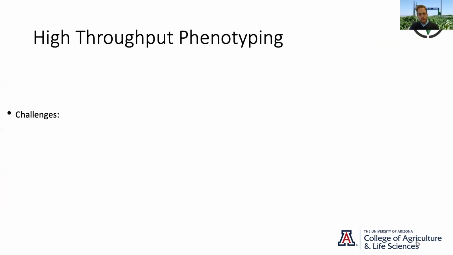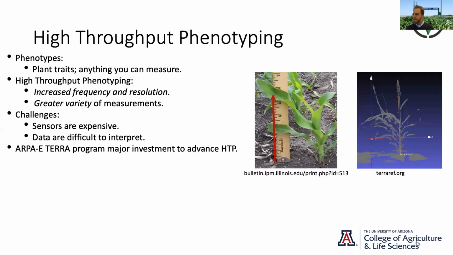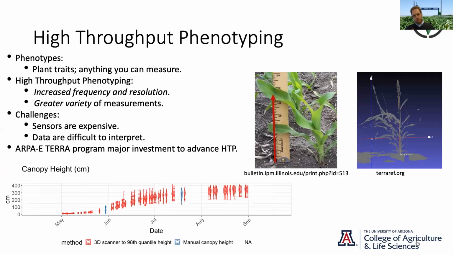So I'm going to start out with a description of high throughput phenotyping. I'll go through the entire slide at once. A phenotype is a plant trait, pretty much anything that you can measure on an organism. Of course, today we'll be talking about plant traits. I have this image on the right, which is a corn plant.